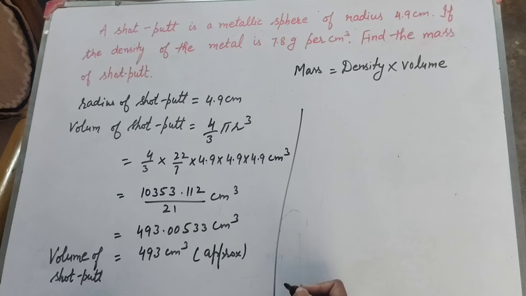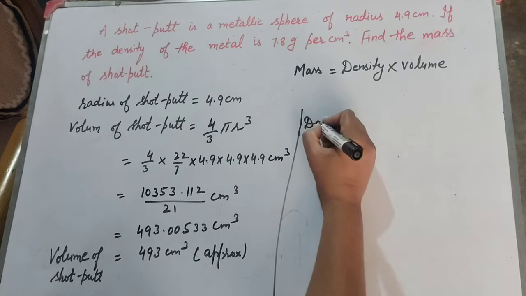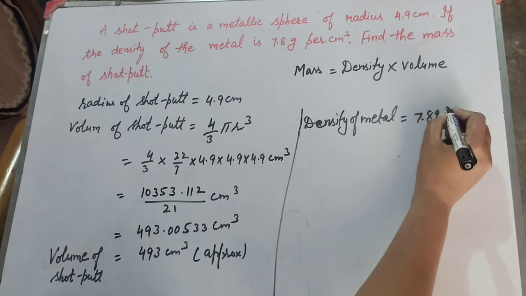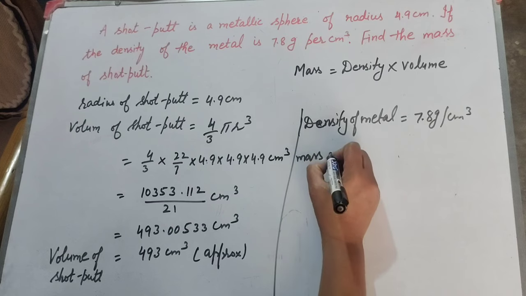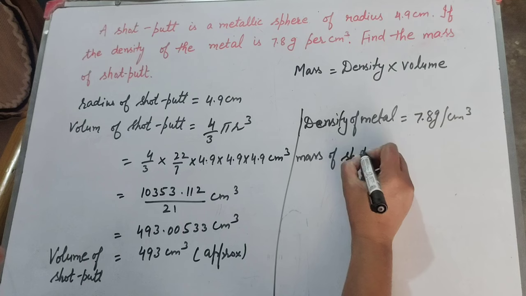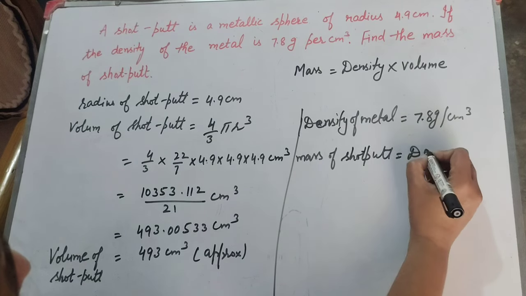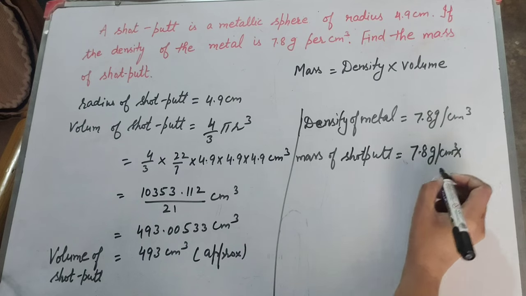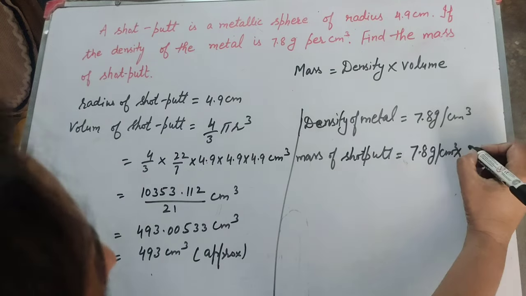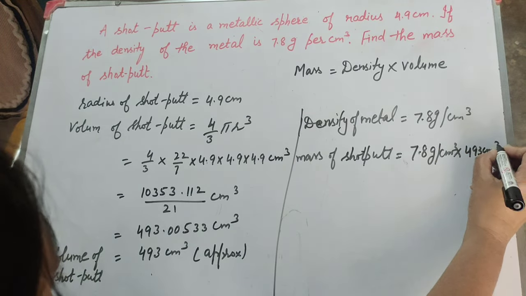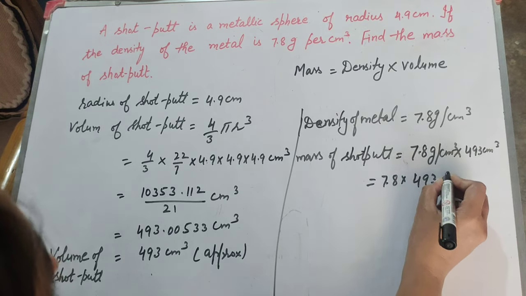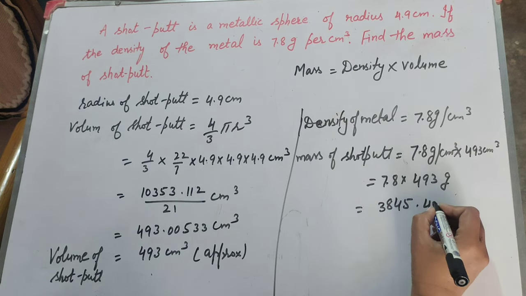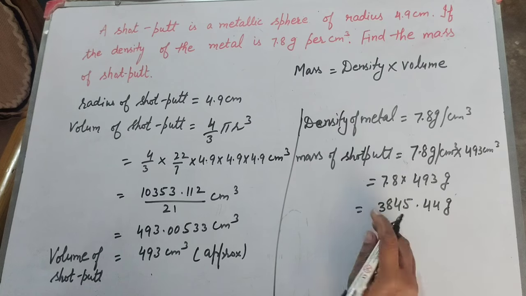So now we find the mass, and given is the density. So density of the sphere is equal to 7.8 gram per centimeter cube. Now we find the mass of the ball, the mass of the shot put. It is equal to density multiplied by volume. Density is 7.8 gram per centimeter cube, and volume we found is 493 centimeter cube. So it is equal to 7.8 multiplied by 493 gram. 7.8 multiplied by 493, we get the answer 3845.44 gram. So this is the mass of the ball.